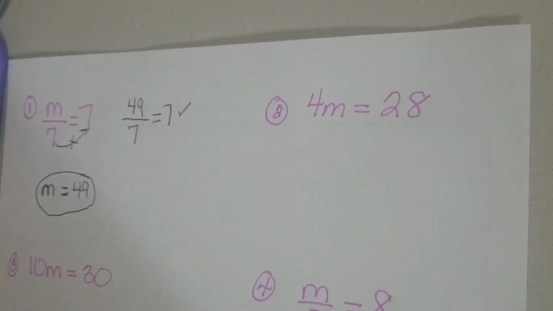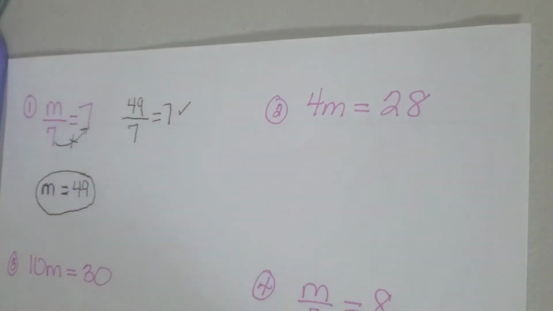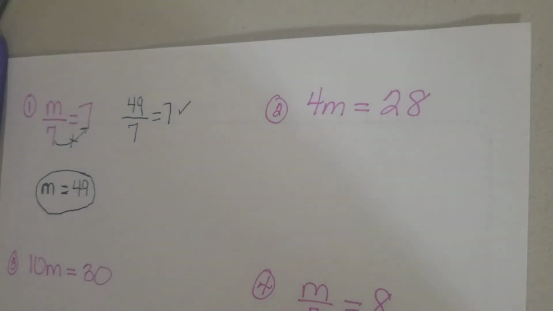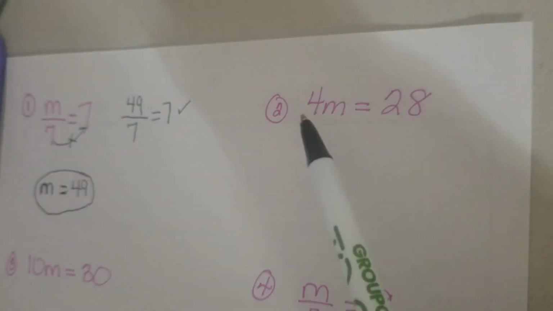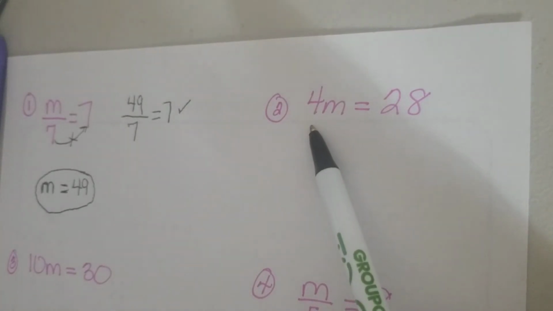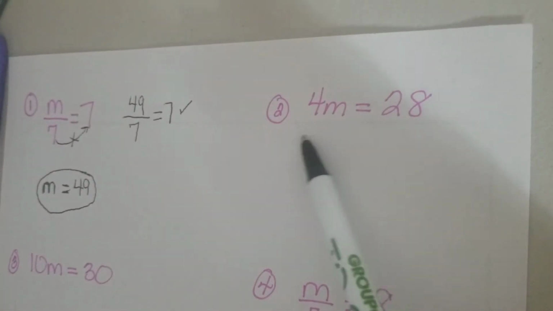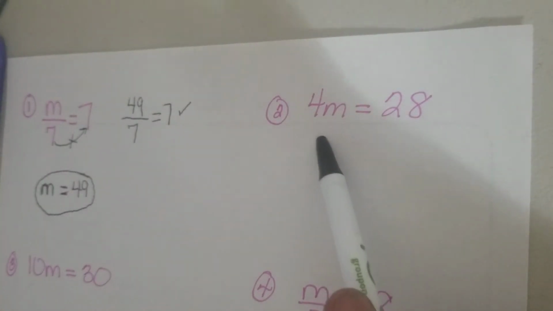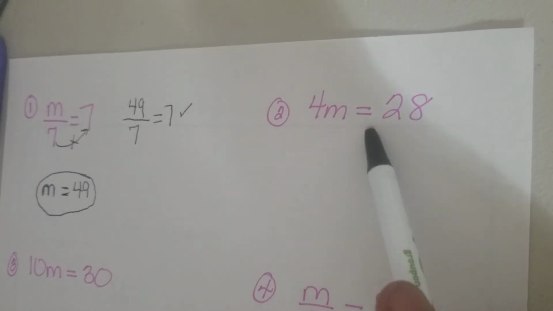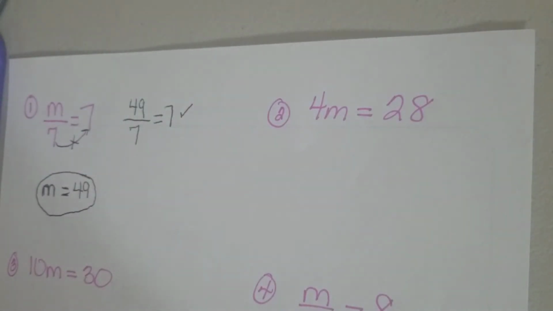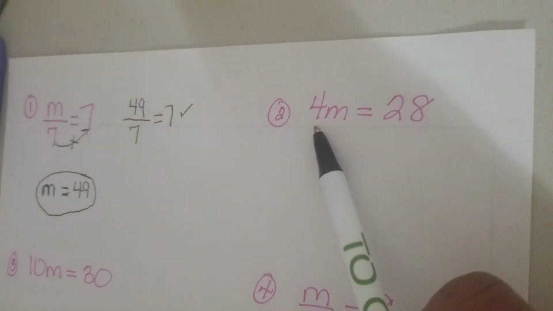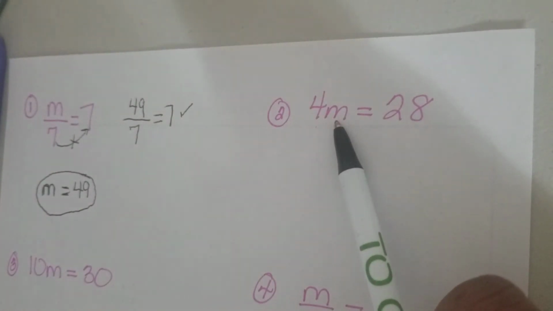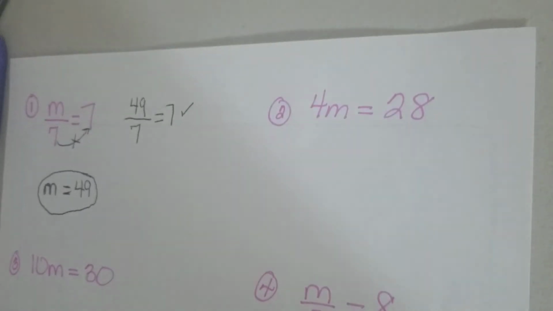Now, we have multiplication. Usually we see an X or a little dot or maybe parentheses when we look at multiplication. But remember, if you have a number and a variable side by side, that implies multiplication. We're saying 4 times some number equals 28. So remember, number next to letter is multiplication.